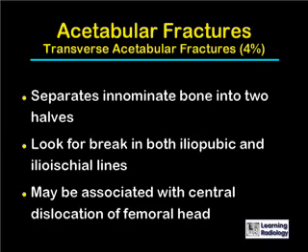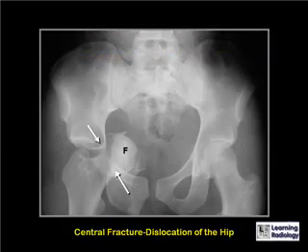Transverse acetabular fractures are fractures that separate the superior from the inferior portions of the innominate bone. You should look for breaks in both the iliopubic and the ilioischial lines, and these can be associated with central dislocation of the femoral head.